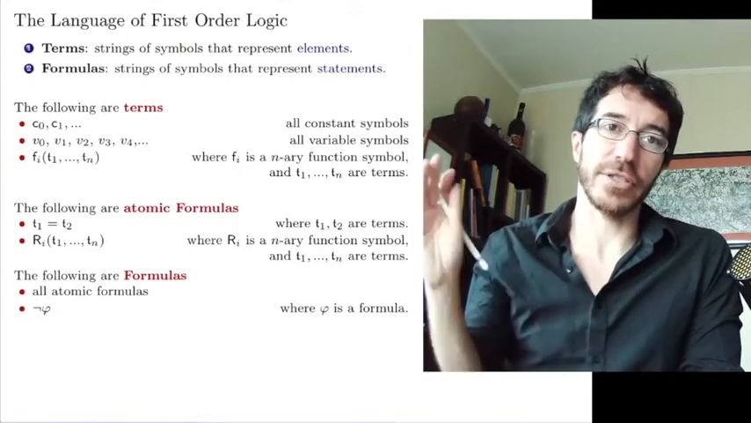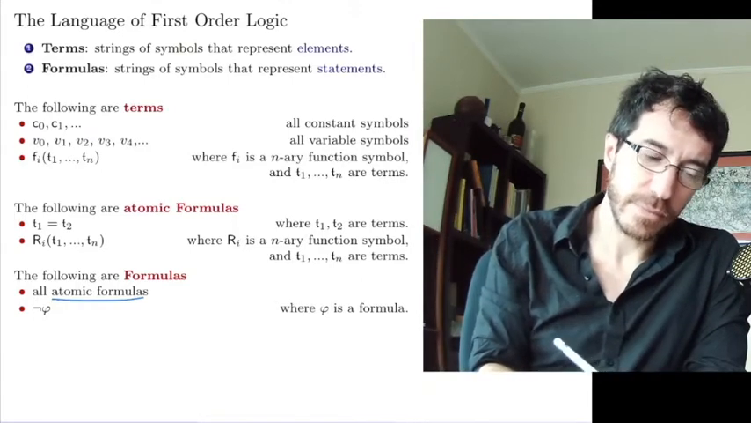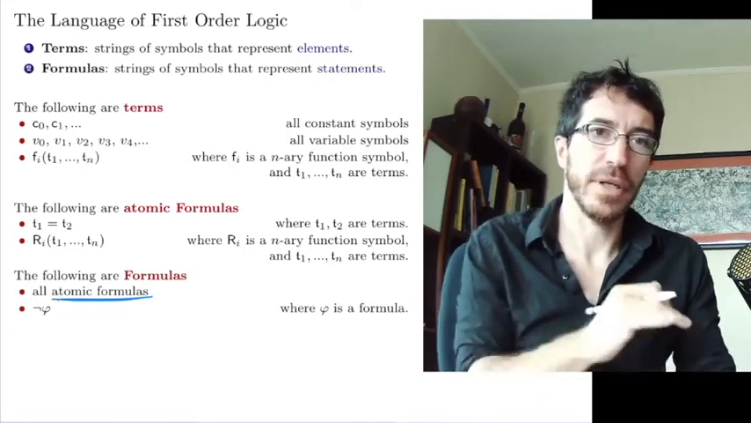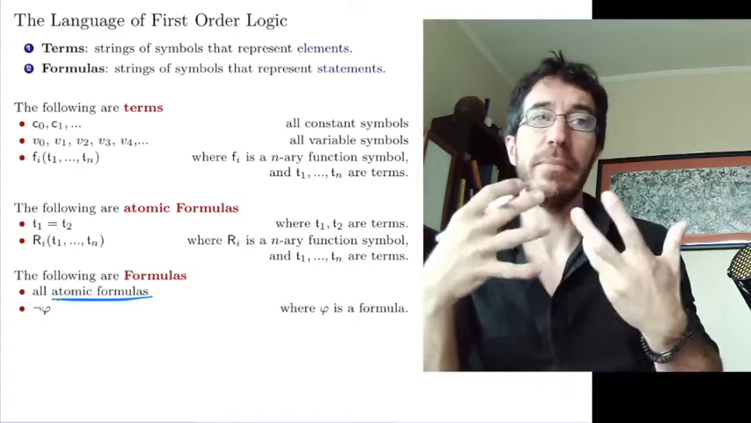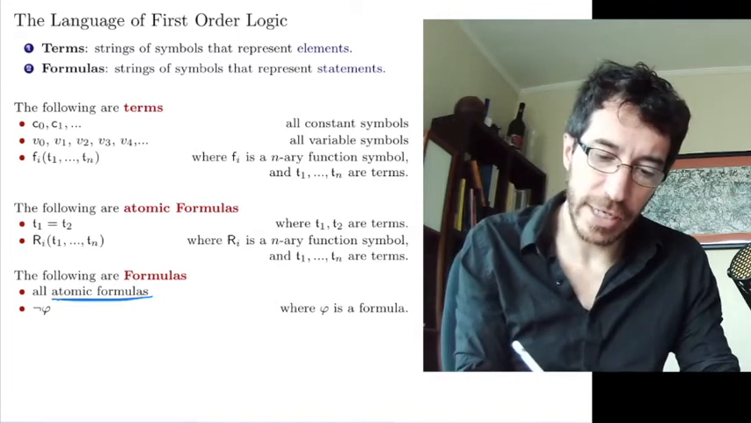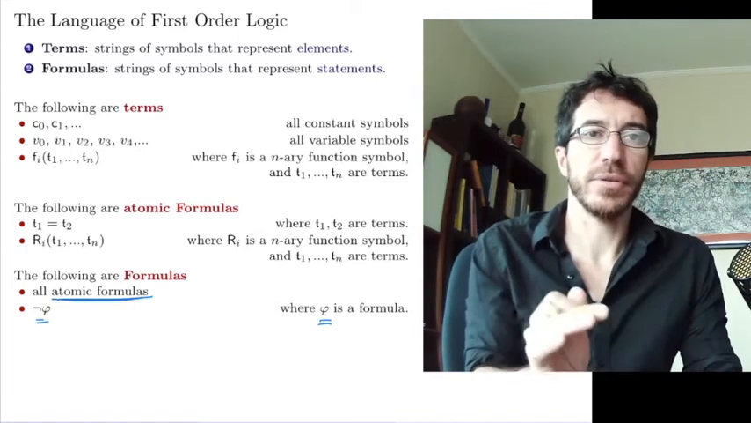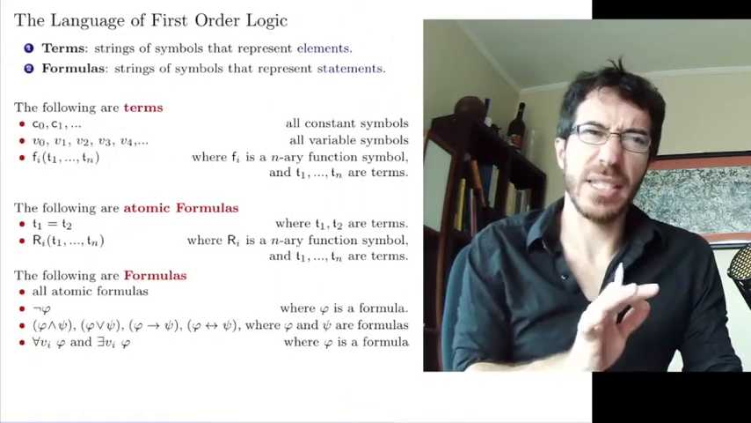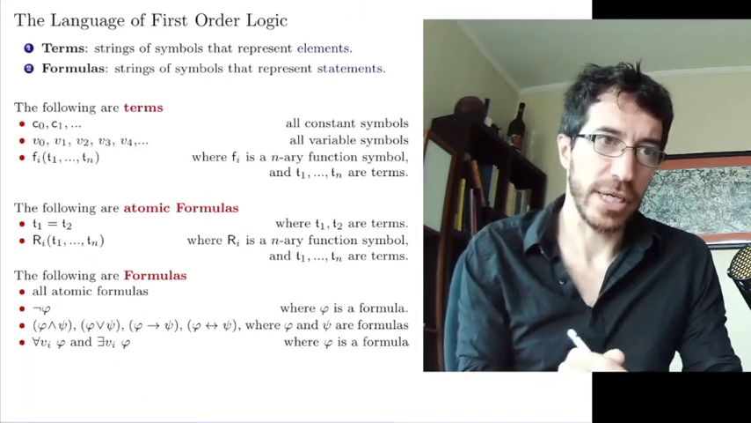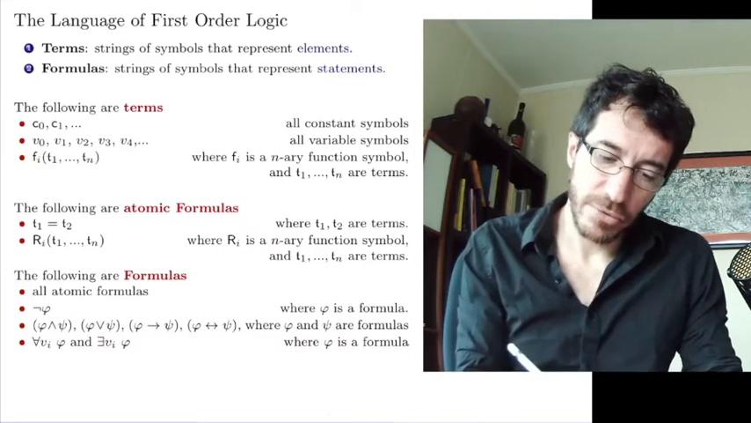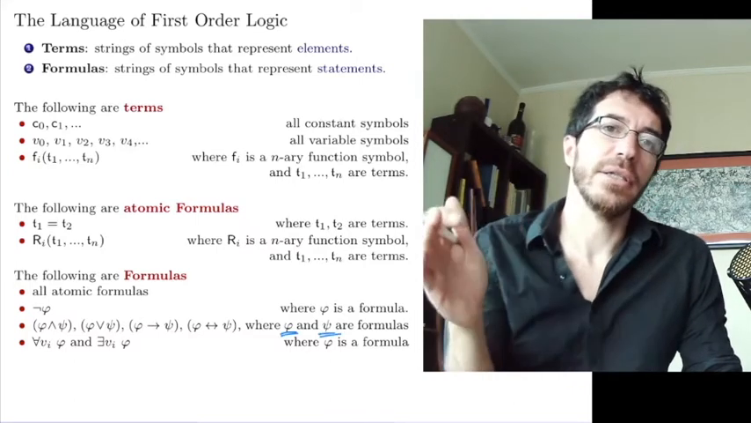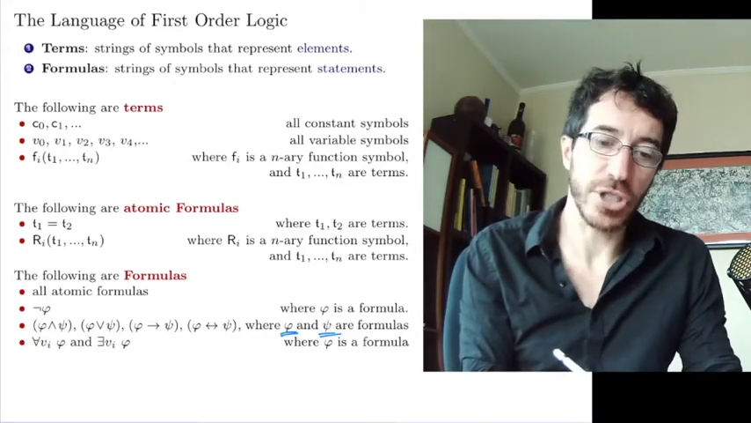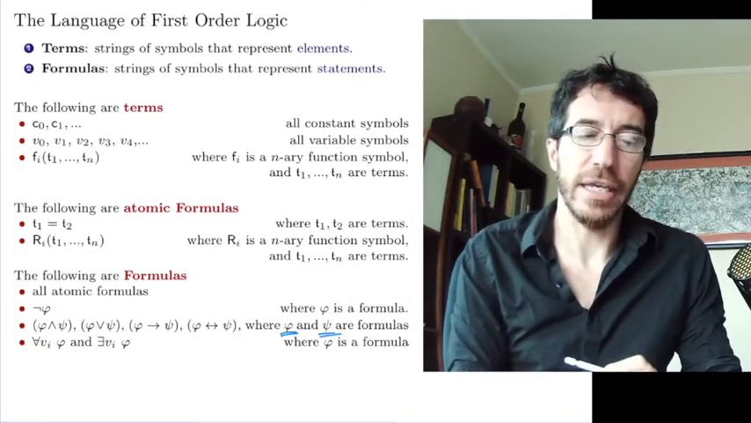So how do we build the formulas? First, all the atomic formulas are formulas. We start with those. They are just a special kind of formulas. And now we're gonna start building formulas from previously built formulas. So if you have a formula phi that we built already, we can put the not symbol up front, and we have a new formula. This is similar to sentential logic, by the way. If you have formulas phi and psi that you have built already, then from those you can build a bunch of formulas. Phi and psi, phi or psi, phi implies psi, phi if and only if psi.